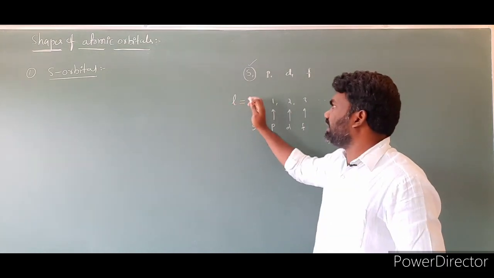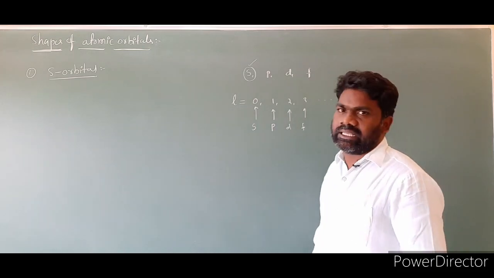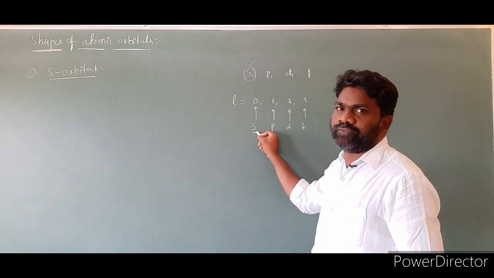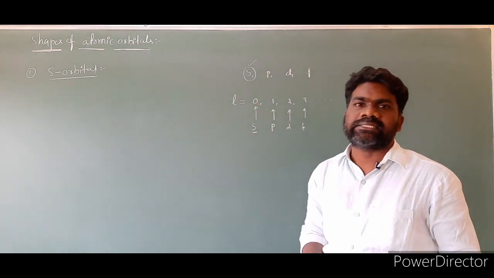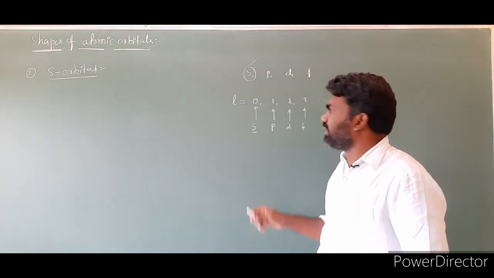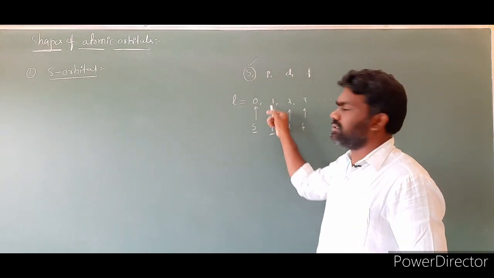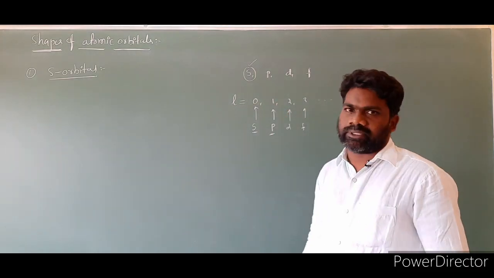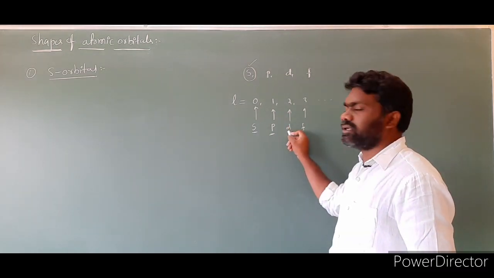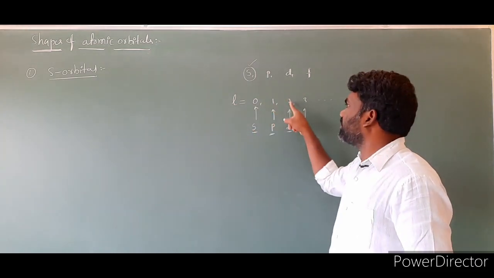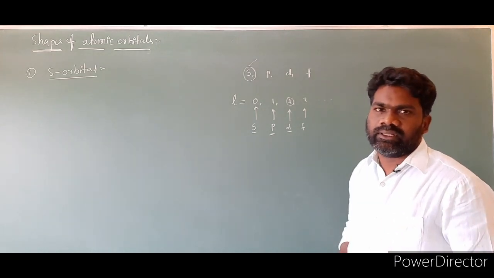First I will define s orbital. How do we define s orbital? Then you can try to define p orbital. The s orbital is defined as an orbital with L equal to 0. An orbital with L equal to 0 is called s orbital. And how do you define the p orbital? An orbital with L equal to 1 is called p orbital. Then you got the definition for d orbital also. An orbital with L equal to 2 is called d orbital. Similarly, we can define f orbital.